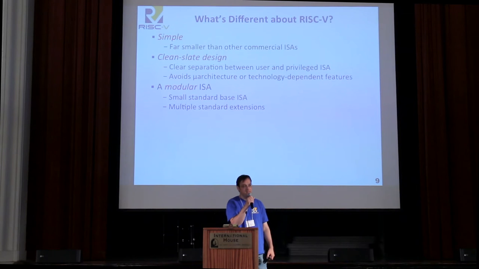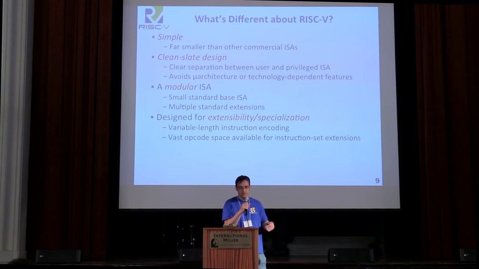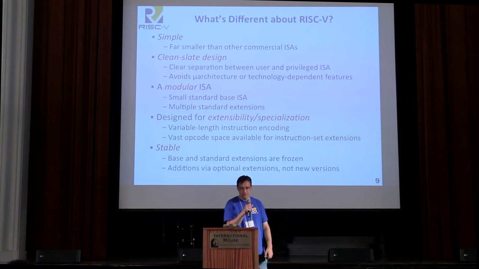It's a modular ISA, so there's a very small standard base ISA that you can use as the basis of lots of different kinds of processor. On top of that, we add multiple different standard extensions as well. But it's also designed not just for general purpose computing, but to be a base for specialized engines. In particular, there's a very large instruction encoding space. It's free and open to do things in. And furthermore, there's variable length instruction encoding, so you can support a vast opcode space for extensions.